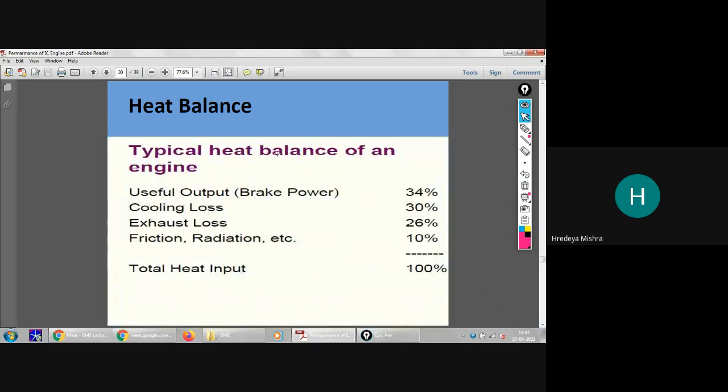Now see the heat balance. This is the heat balance: brake power, cooling loss, exhaust loss, frictional losses, and total heat input is 100.